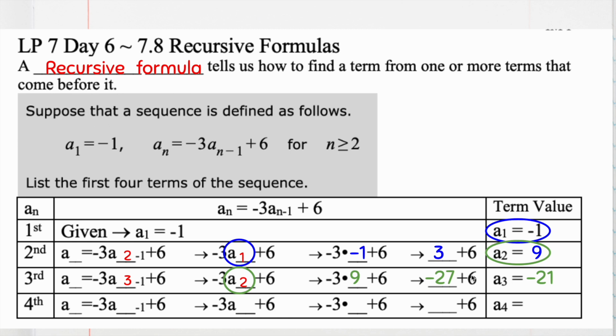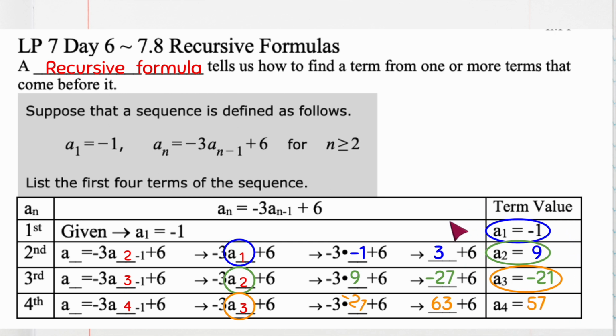Okay, so each time I need to know that previous term in order to apply this formula. For the fourth term, I'm going to go 4 minus 1, so I'm looking for the third term. Well, we just found the third term. That was -21. So I'm going to plug -21 in here. Sorry, I went a little crooked because I didn't have quite enough room for the negative. So -3 times -21 is positive 63, plus 6 is 69.